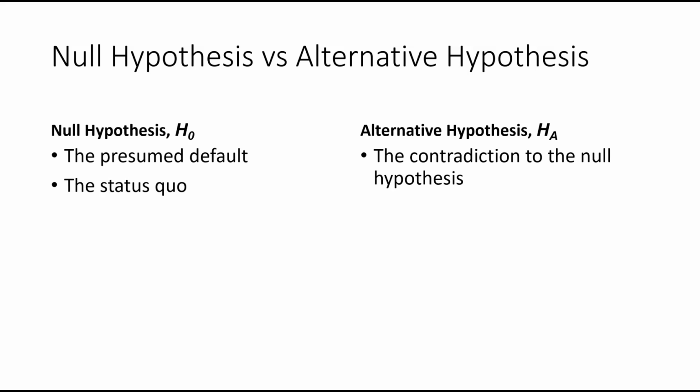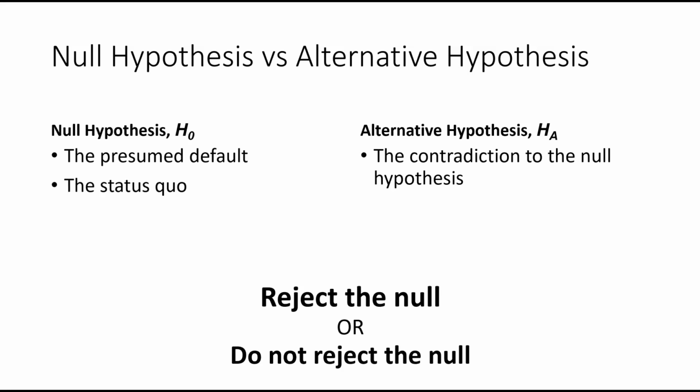And so when we're dealing with the null hypothesis, this is the presumed default or the status quo. And then we always want to make sure we're contradicting, so one statement will always contradict the other. And the decision point here, whenever they talk about the decision point, is we're always talking about the null. So we either reject the null hypothesis or we do not reject the null hypothesis. You'll notice we don't say we reject the null or accept the alternative. We always use null. So we're rejecting the null or we're not rejecting the null.